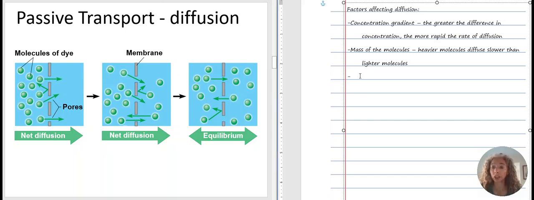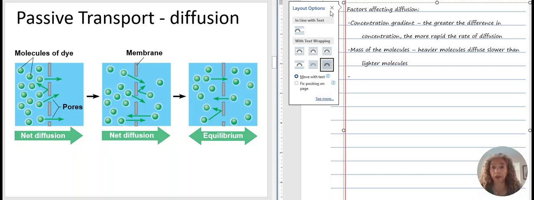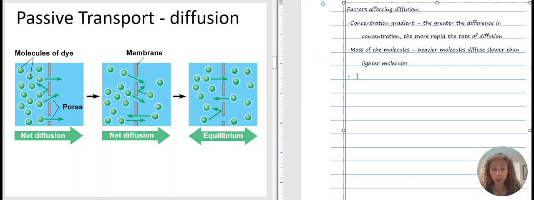And finally, temperature is going to affect the rate of diffusion. Temperature is really just a measure of the movement of molecules. And at higher temperatures, molecules are moving faster. At lower temperatures, molecules are moving slower. So at higher temperatures, molecules will diffuse faster than at lower temperatures. So these are the three main conditions that affect the rate of diffusion.